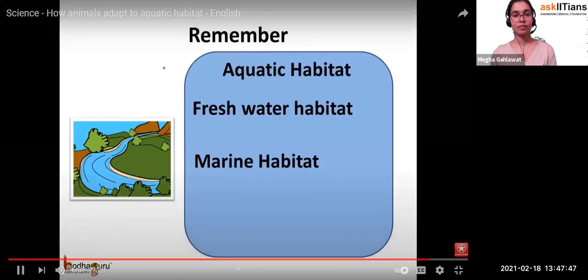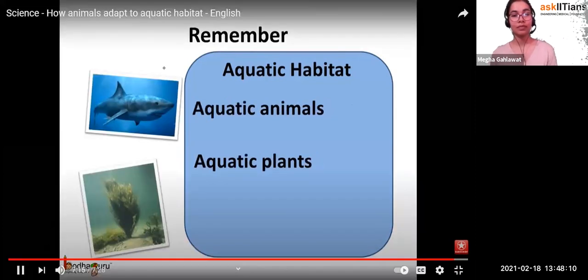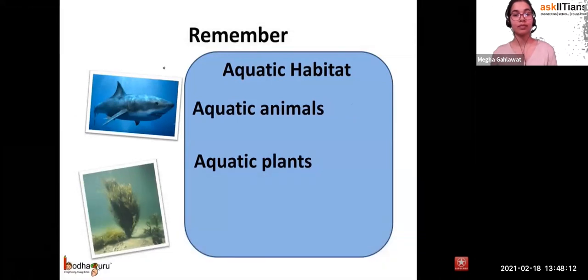So remember children, the aquatic habitat consists of the freshwater habitat, that is the lakes, ponds, rivers, etc. having fresh water, and the marine habitat, that is the sea and oceans having saline or the salty water. Both the aquatic plants and the animals have to adapt themselves to live in the aquatic habitat.